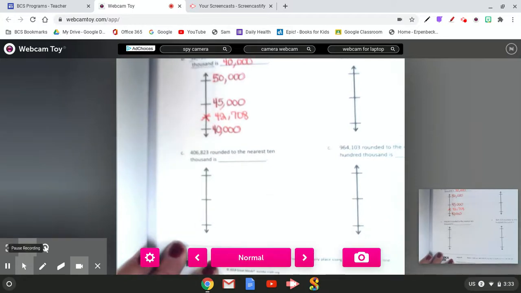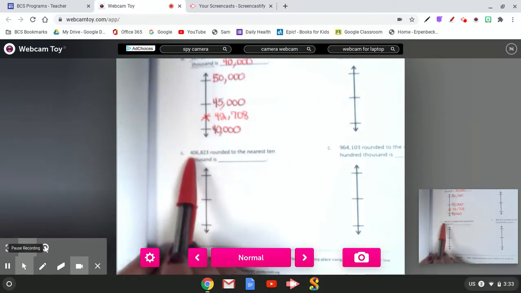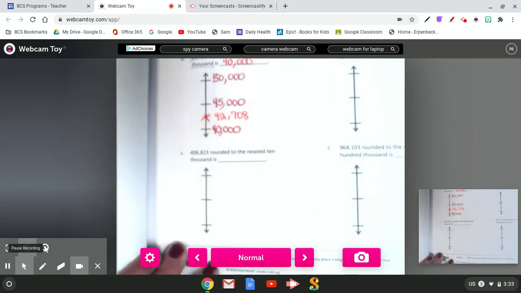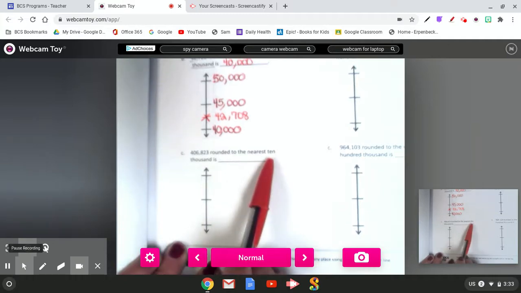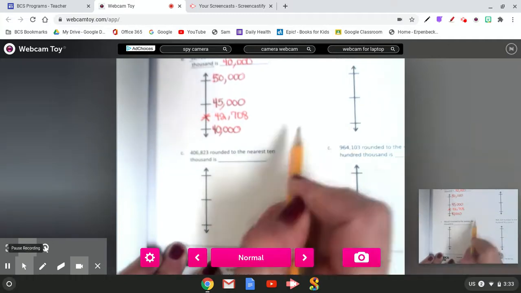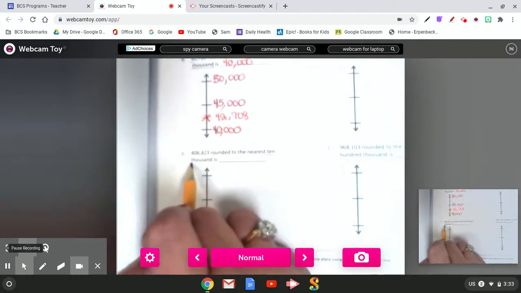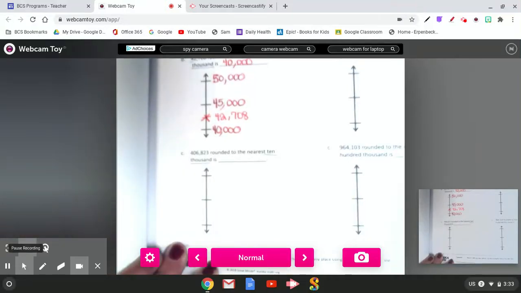All right, so here we have the number 406,823 rounded to the nearest 10,000. Just because you have a number in the 100,000s doesn't mean that you're always going to round to the largest place. Sometimes you're going to round to the place that they specifically tell you to do. So that was the point of underlining what the question is actually asking you.